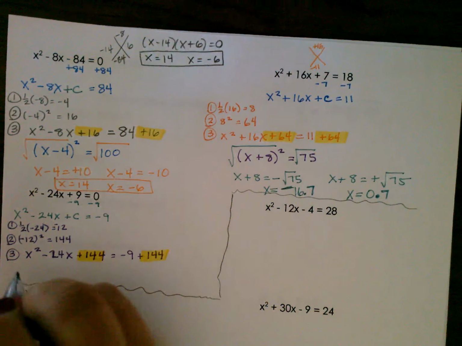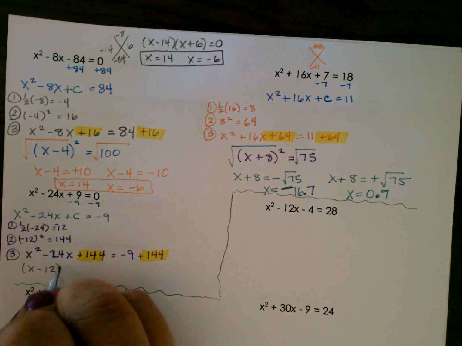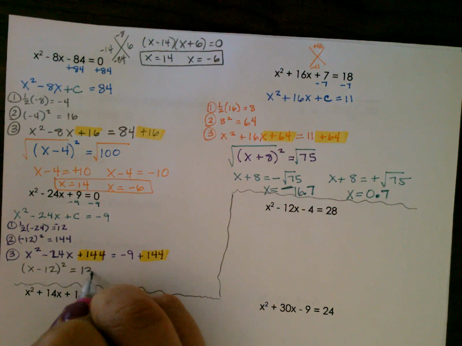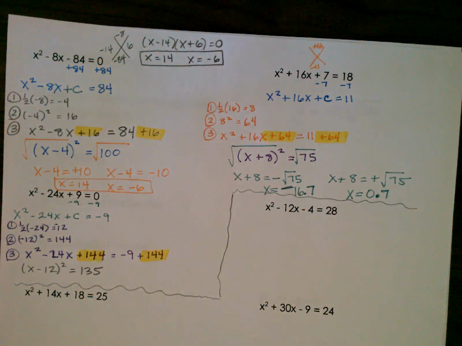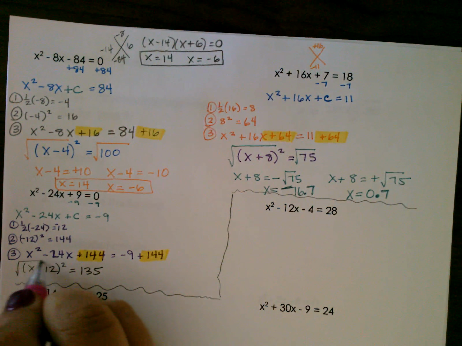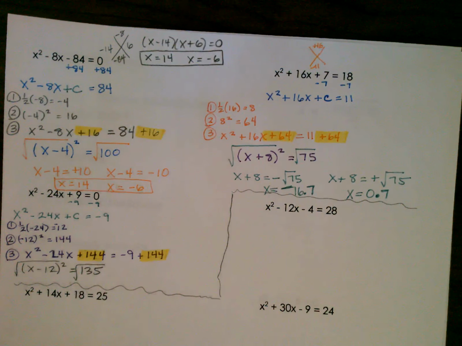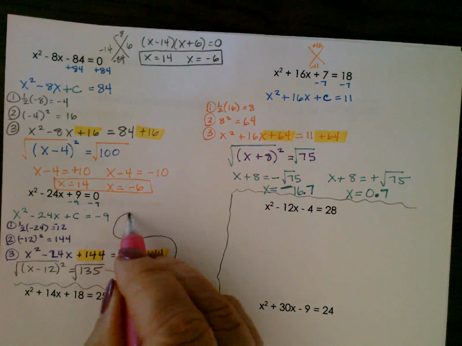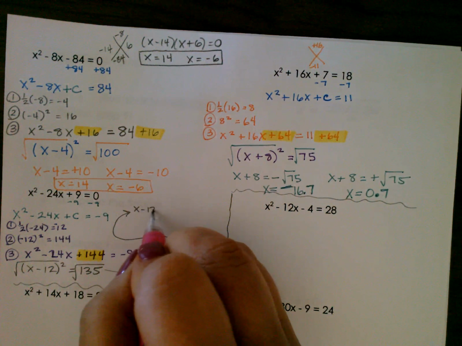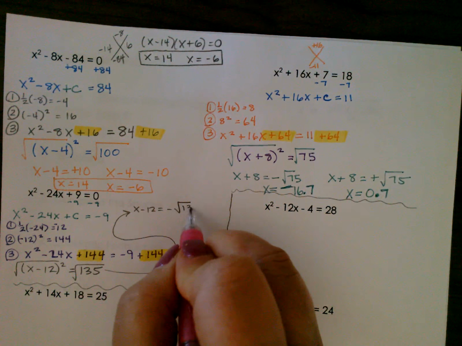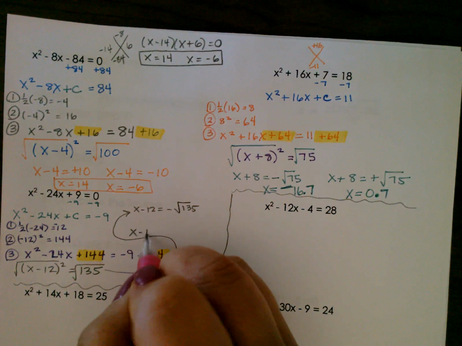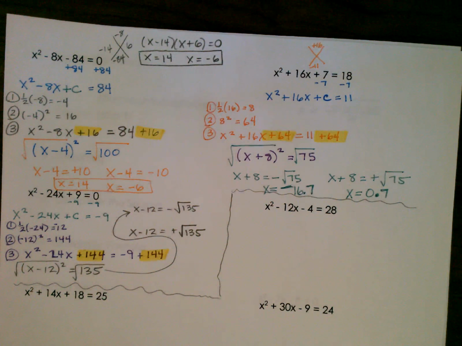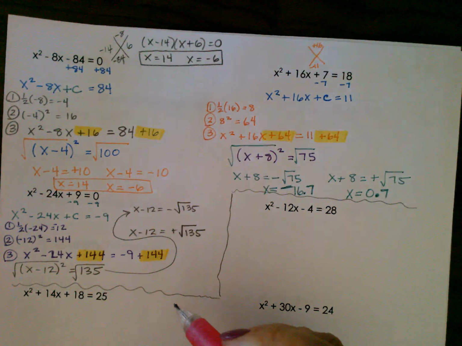We have now created a perfect square trinomial. We will take the square root of both sides. Man, I apologize for not leaving you much room to work at all. Either that or I write really big. And I would get x minus 12 equals the negative square root of 135. X minus 12 equals the positive square root of 135. I would add 12 to both sides.